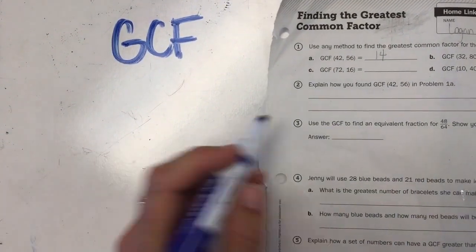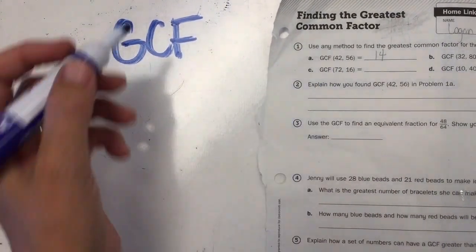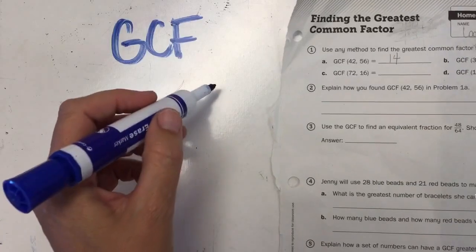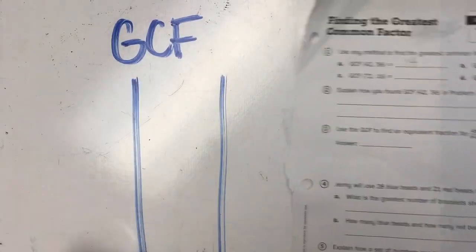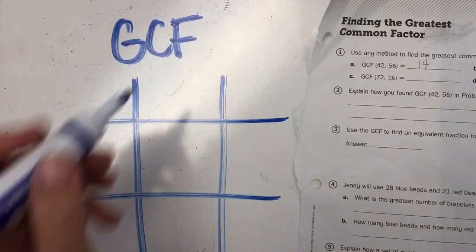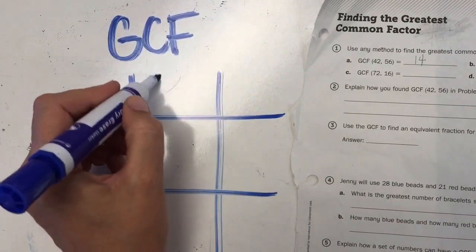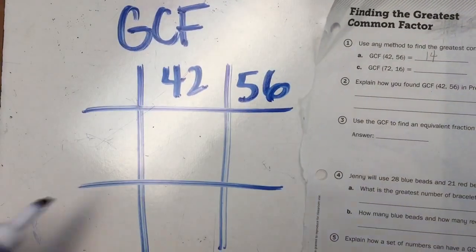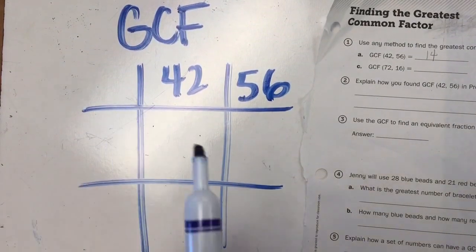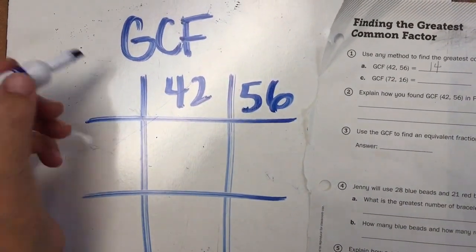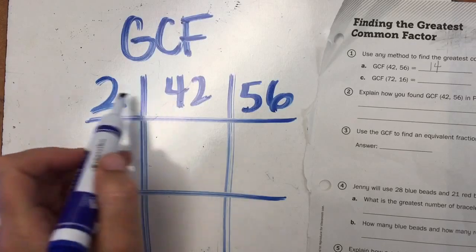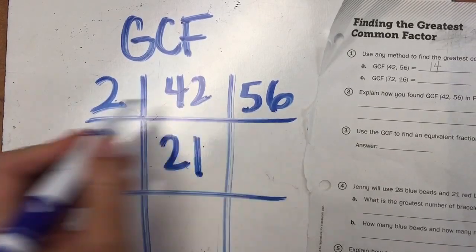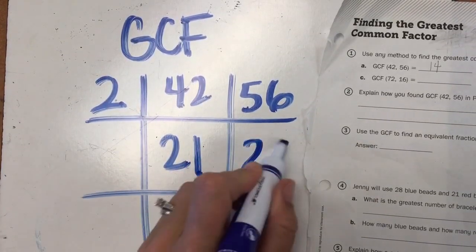So, quick example, for this problem A, we're finding the GCF of 42 and 56. For this strategy, we make like a tic-tac-toe board. We write our two numbers in the top right column, so we have 42 and 56. And we think, what is the number that both of these are divisible by? We're going to start with something easy like 2. So we do 42 divided by 2 is 21. 56 divided by 2 is 28.